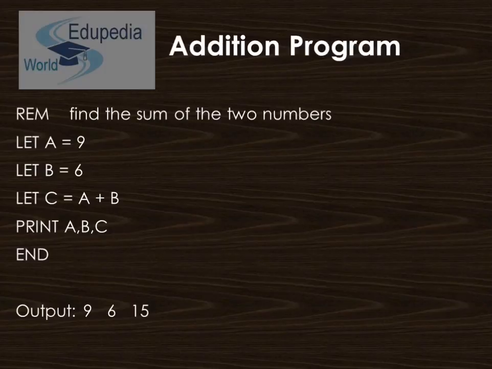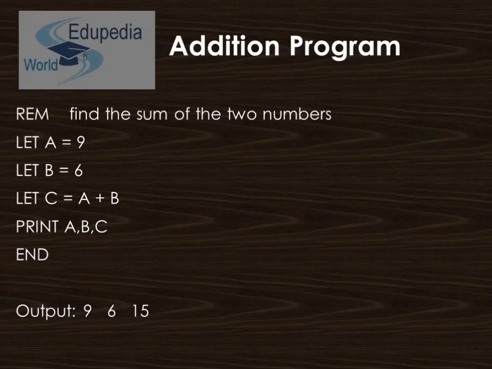The REM statement is known as a remark statement, or a comment about the program. Without affecting the program, it doesn't matter how many remark statements or comments we use in a program. These are just to ease the program for the reader, so that the reader comes to know in a glimpse what the program is going to do. So this remark is telling us that this program will find the sum of the two numbers.